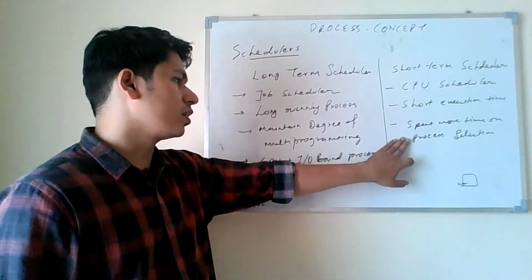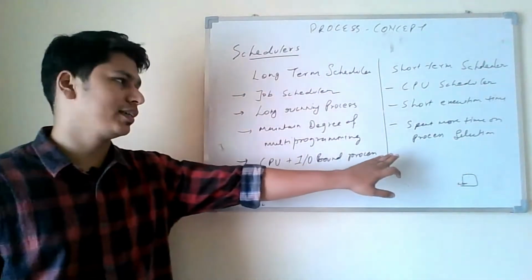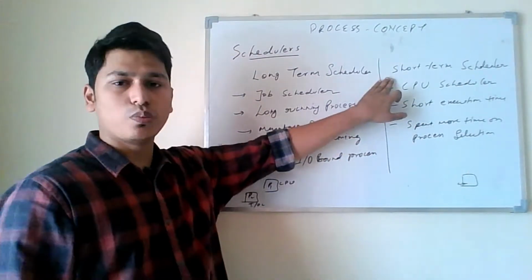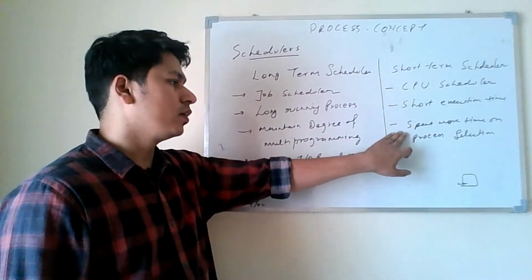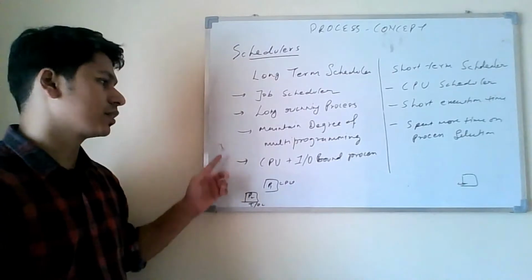Here the CPU scheduler spends more time on process selection. As we know, it executes more often, so we spend more time on process selection as compared to the long-term scheduler.